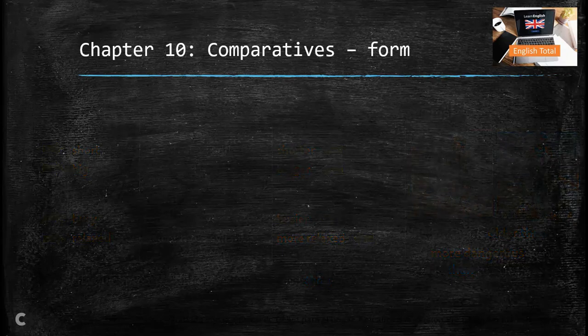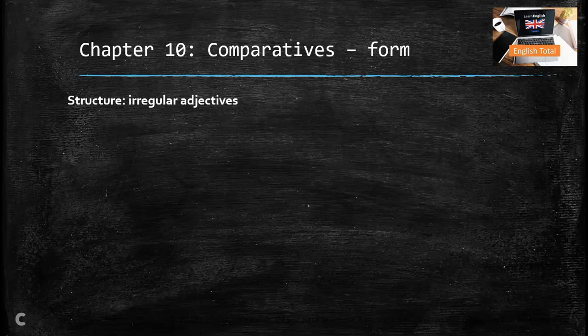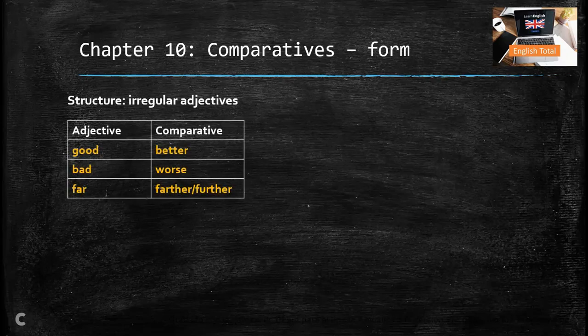Let's take a moment to talk about irregular adjectives. Yes, the exceptions to the rule. Fortunately, in English there aren't many irregular adjectives, and here are the most common. The first one is good, and the comparative form is better. The second one is bad, and the comparative form is worse. The last case is far, which has 2 comparative forms, farther and further.